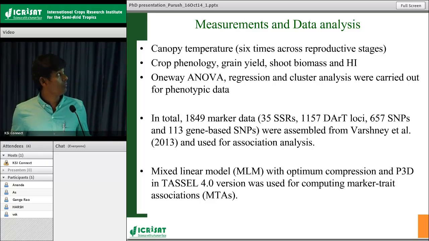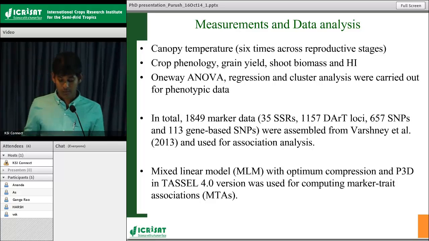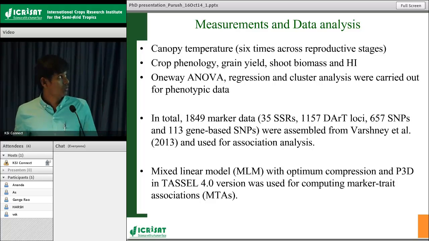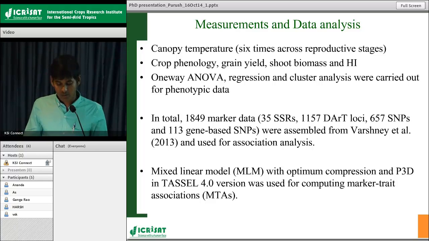For the relationship, we used one-way ANOVA, regression, and cluster analysis to cluster the genotypes based on the CTD performance as well as their grain yield. And also, 1849 marker data were assembled from Varshney et al. 2013 and used for association analysis.